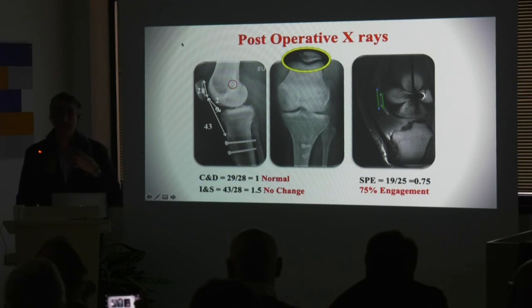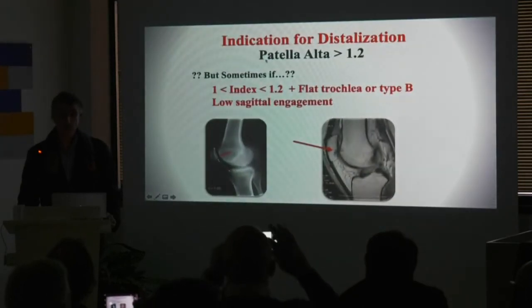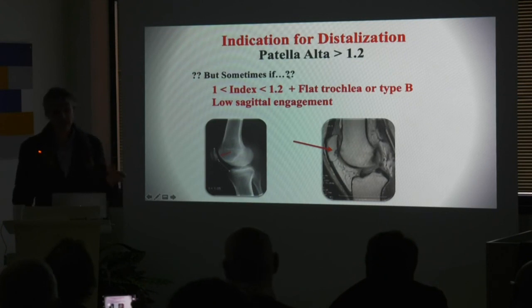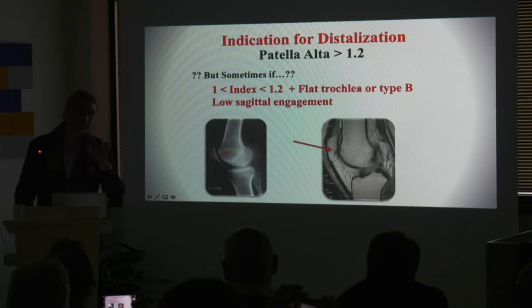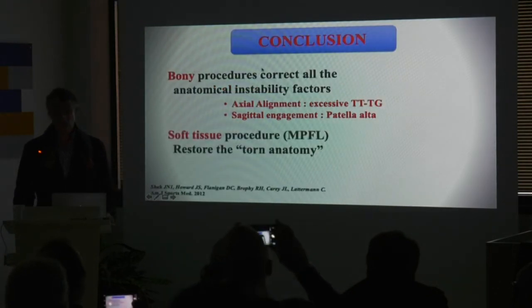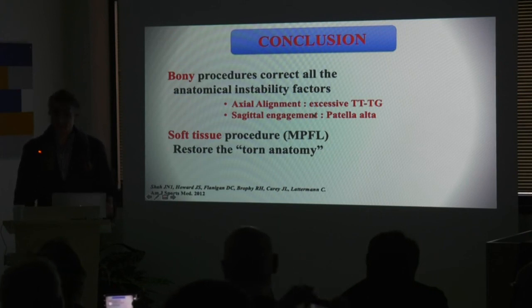this functional patella alta. I call that the functional patella alta, and it works so well. So when you do distalization, sometimes you can do that even if the index is not more than 1.2. But if you have a low sagittal engagement, if you have a flat trochlea also, and also sometimes if you have a type B trochlear dysplasia, sometimes you can do that if the prominence is not too big, so you have some adaptation. So the conclusion is that you will correct the axial alignment and the sagittal alignment too.